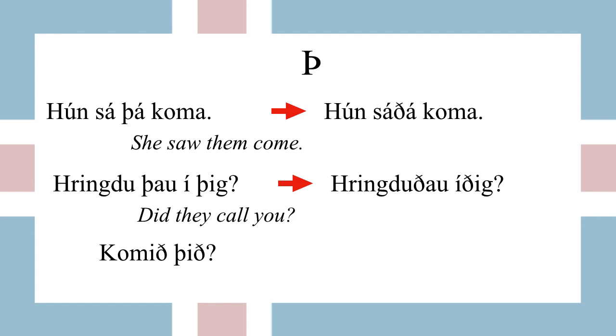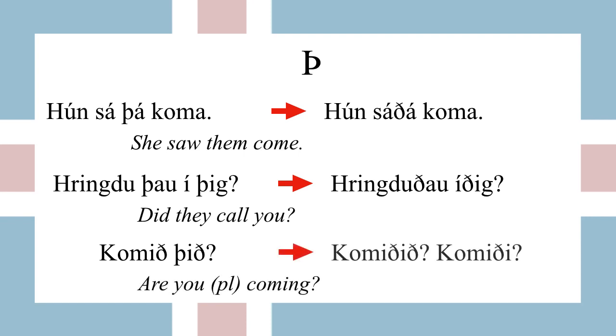So the phrase is komið þið, which means are you coming, the plural form, which would become komiðið, or just komiði. That's pretty common to pronounce it that way. Now for this one, people will actually write it this way, especially in text messages and things like that. They'll write it the way it looks on the right, which is not true for all of the ones above it, and same with the rules I went over for the letter h.